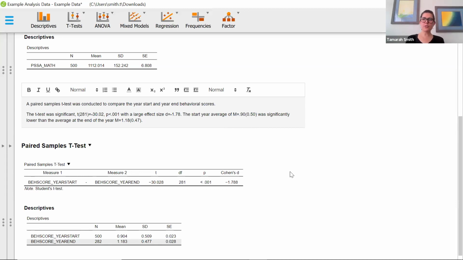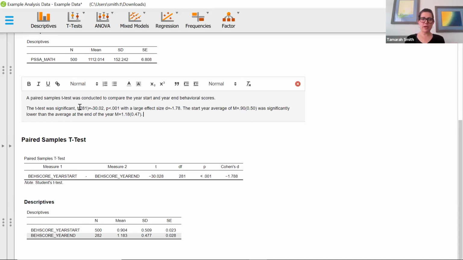All right. So repetitive. What kind of test did I run? What was I looking for? Paired sample, looking at the start year to the end year. Was it significant or not? Give me the actual statistics out of this top table, and then tell me a little bit about the average scores and what they looked like and what the interpretation is. All right. So those are our first two t-tests.